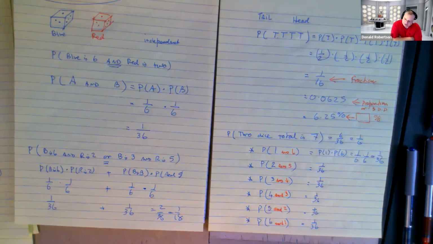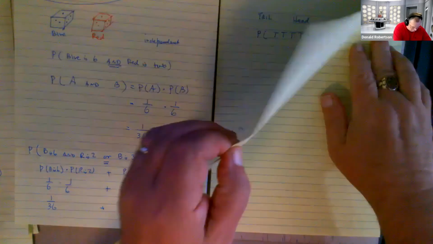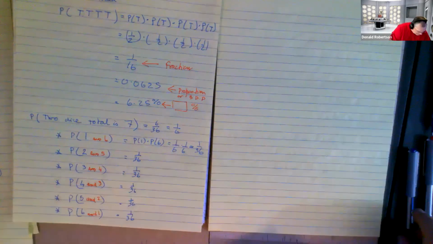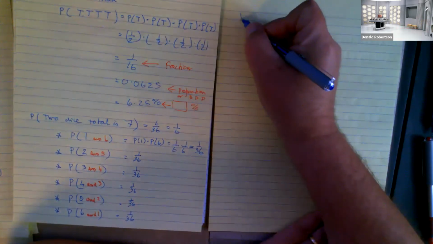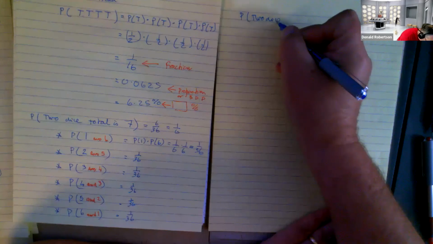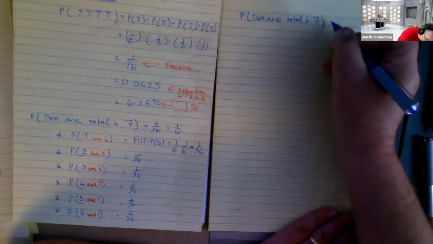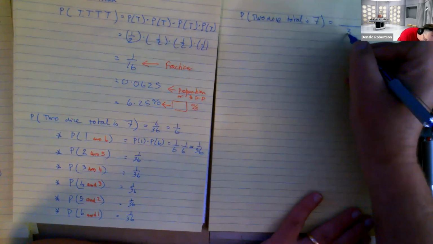Would you agree that's a lot of work? Especially if you have to do adds up to 11. Can you imagine how many of them there are? Adds up to 6, adds up to 2, adds up to 4. So I'm going to show you 2 ways to do that same question. Here's the second method. What's the probability of getting 2 dice and the total is 7? Put 36 on the bottom.